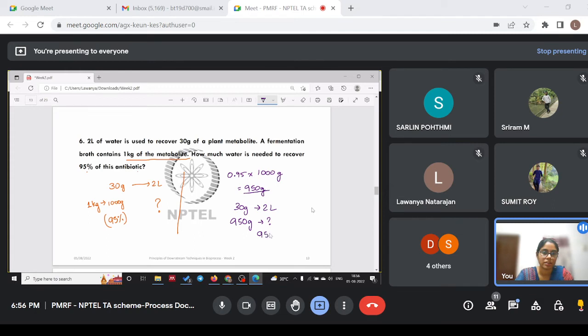That is 950 into 2 divided by 30 in liters. So there goes these two. So 9 2s are 18. So 190 divided by 3. Am I right? So 6 3s are 18. Another, I mean, 3 3s are 9. So that will be 63.33 liters.